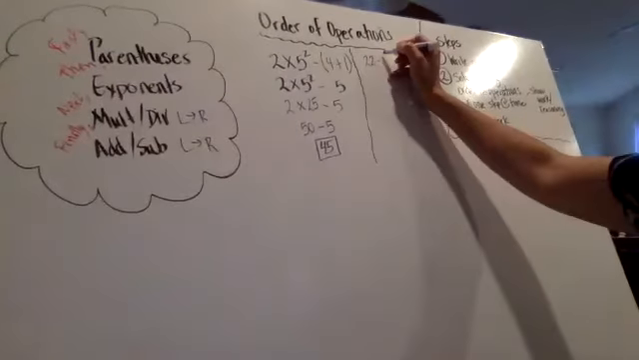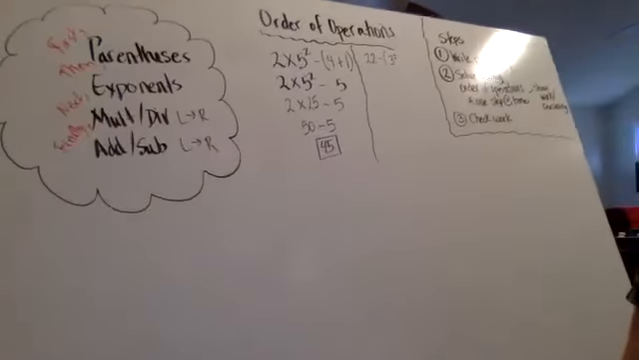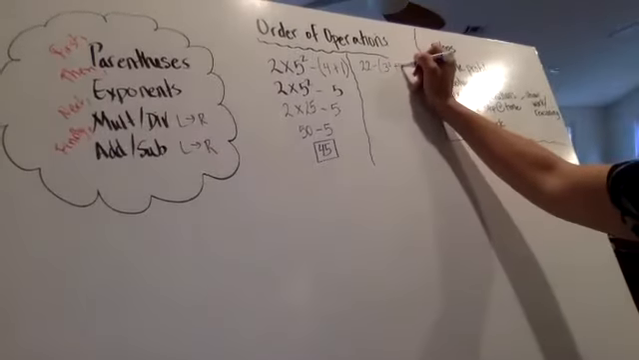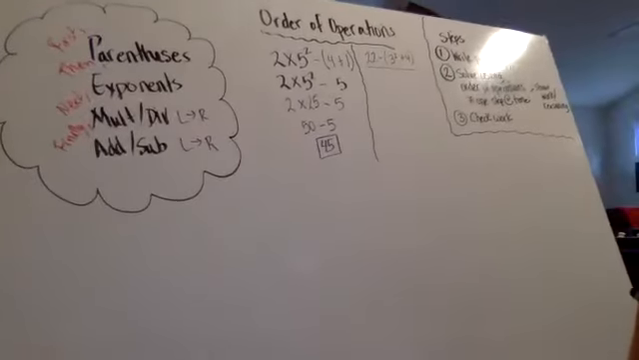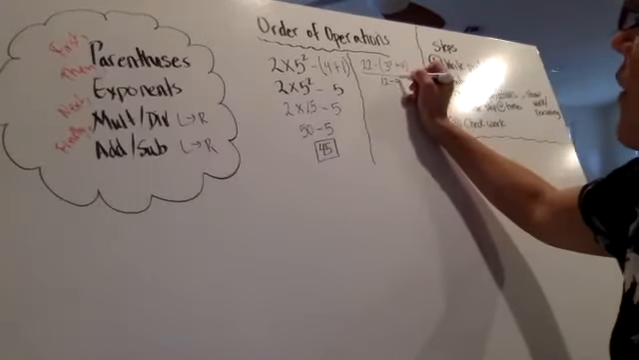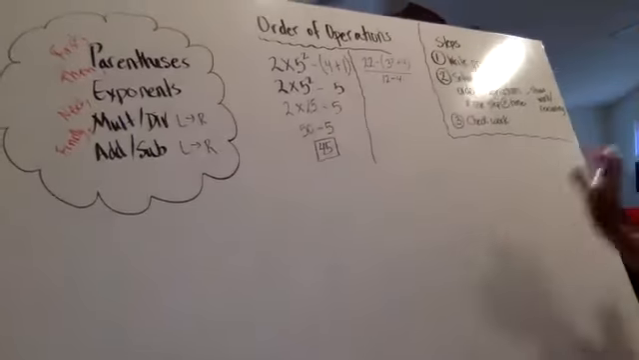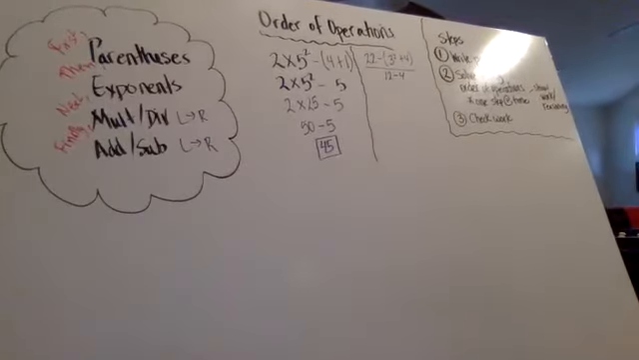22 minus the quantity of 3 squared plus 4, that whole amount divided by 12 divided by 4. There are a lot of things going on in here. So that is right out of the book here.